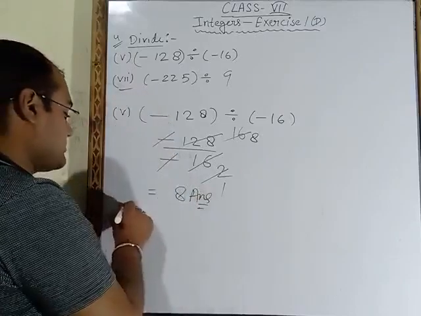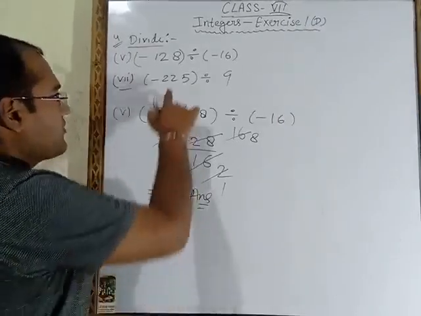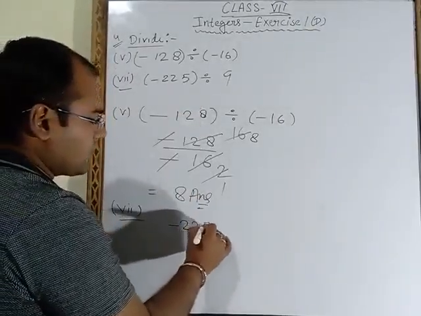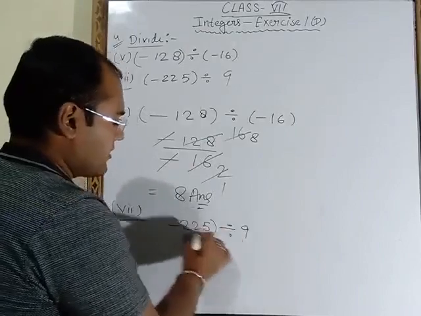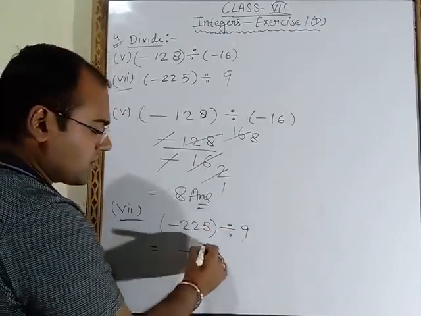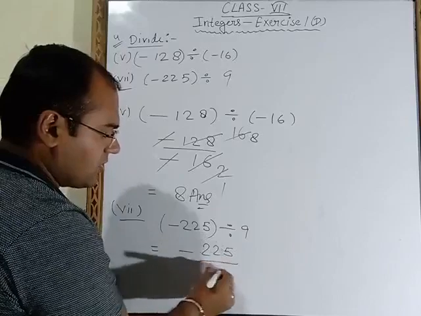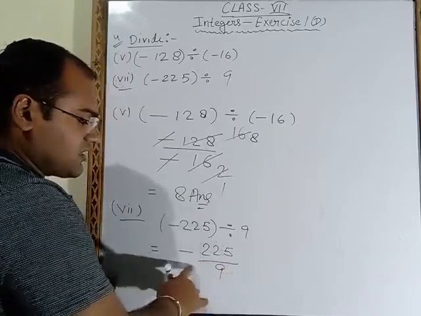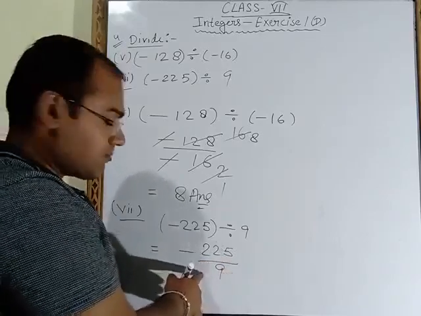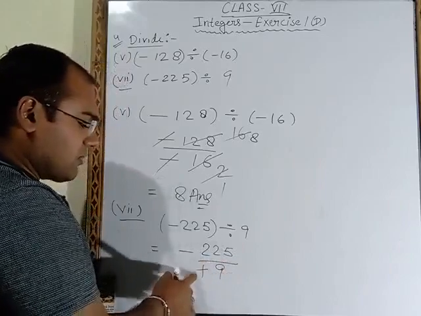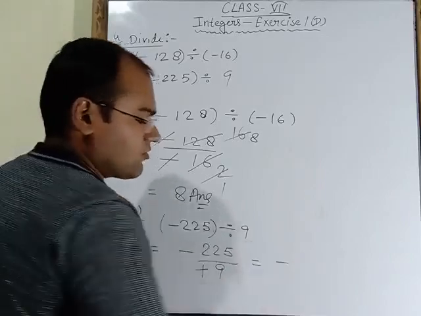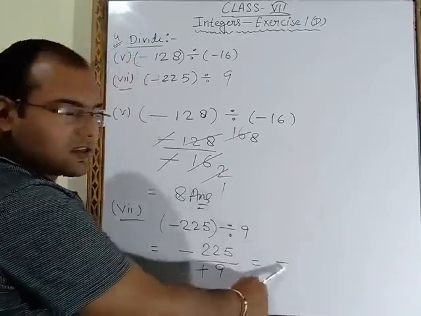Now see the next part, 7th part. 7th part is minus 225 divided by 9. In this also we have to do the same. Minus 225 upon 9. Here no sign is coming. That means what is the sign here? Positive sign, plus sign. So plus and minus, in the answer you have to put minus, because plus times minus is minus.